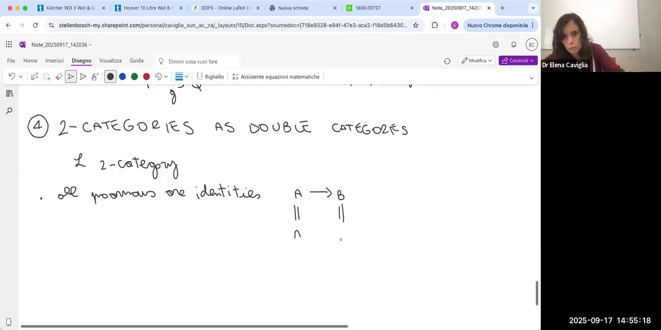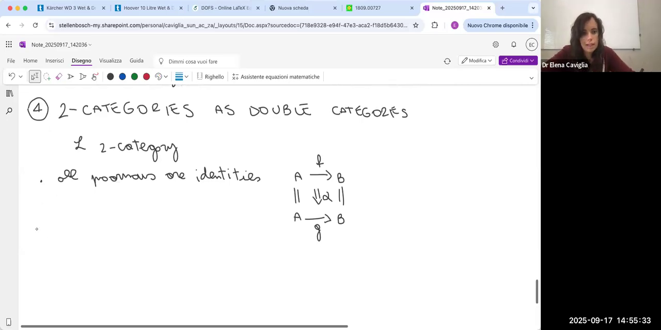And so what is a double cell here? It is just a two-cell. So this is F, this is G. It's just a two-cell in our two-category. So that's the first way. Second way, we can do the same, but horizontally. So all arrows are identities.